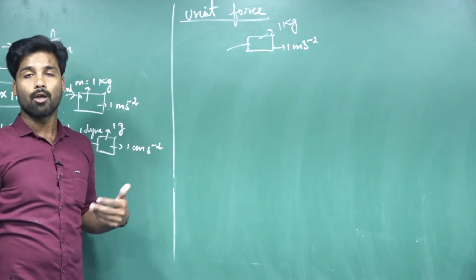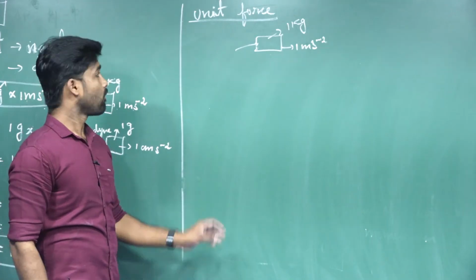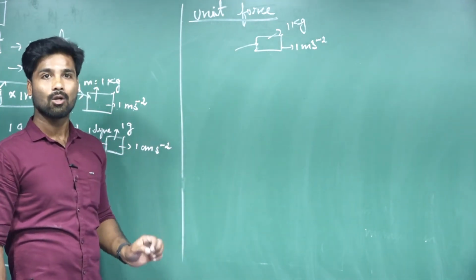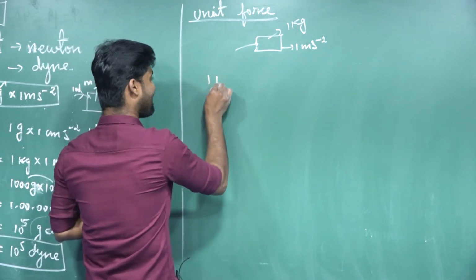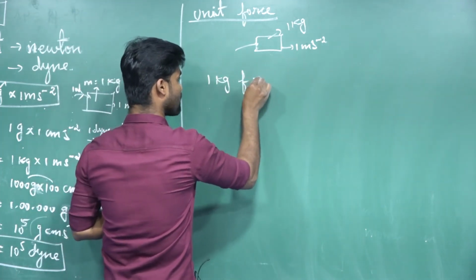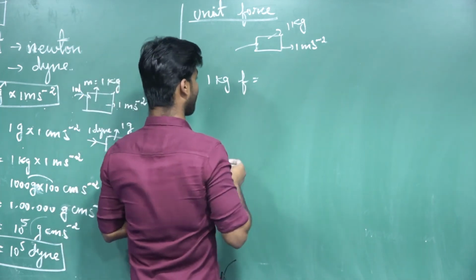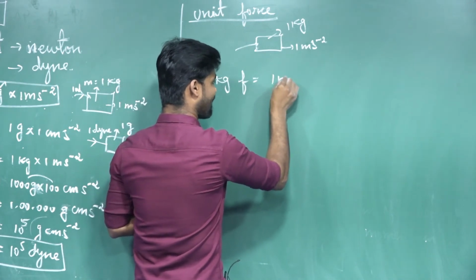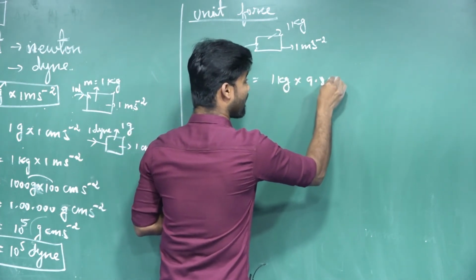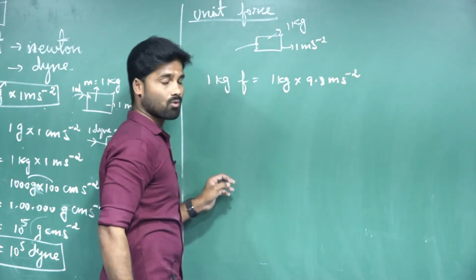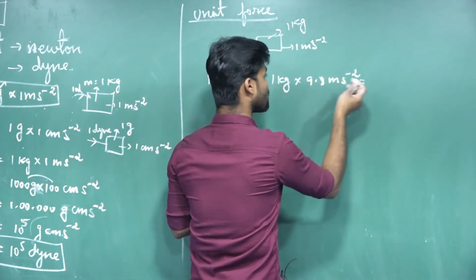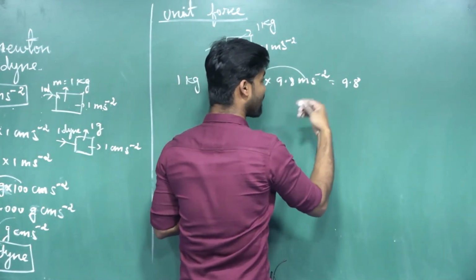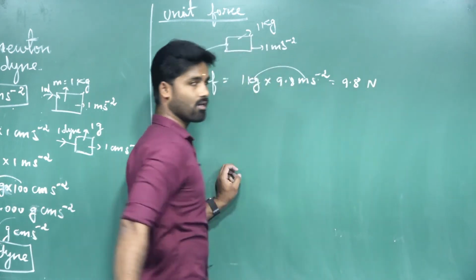Next we are going to discuss the unit of gravitational force. In the SI system, the unit of gravitational force is kilogram force. How can we write 1 kilogram force? 1 kilogram force equals 1 kilogram into 9.8 meter second power minus 2. If you multiply these values, we get 9.8 kilogram meter second power minus 2, which equals 9.8 Newton.